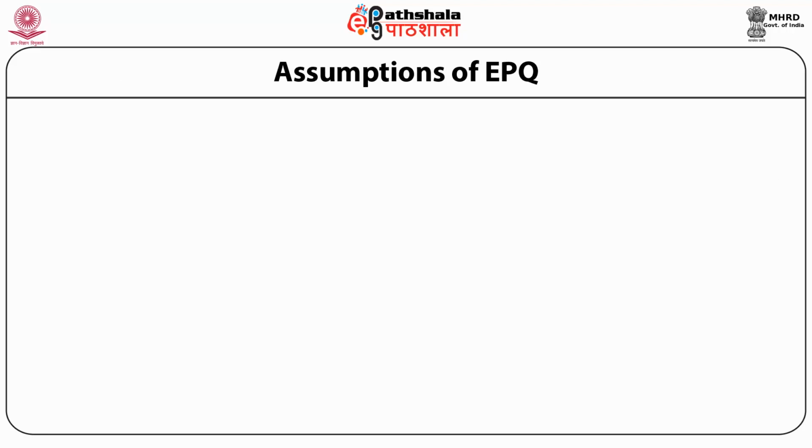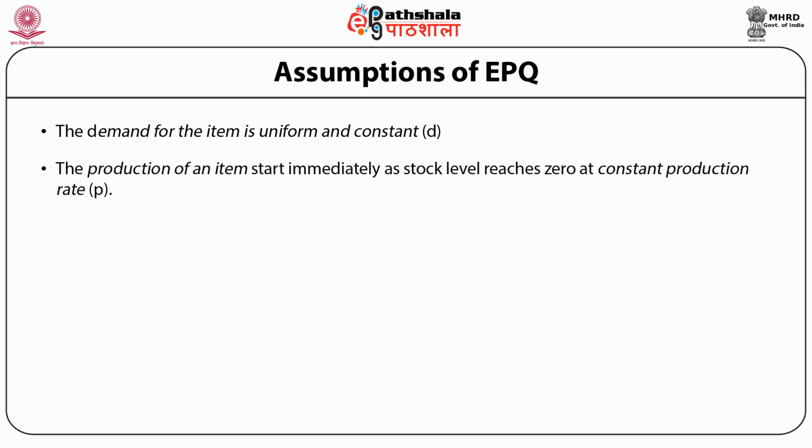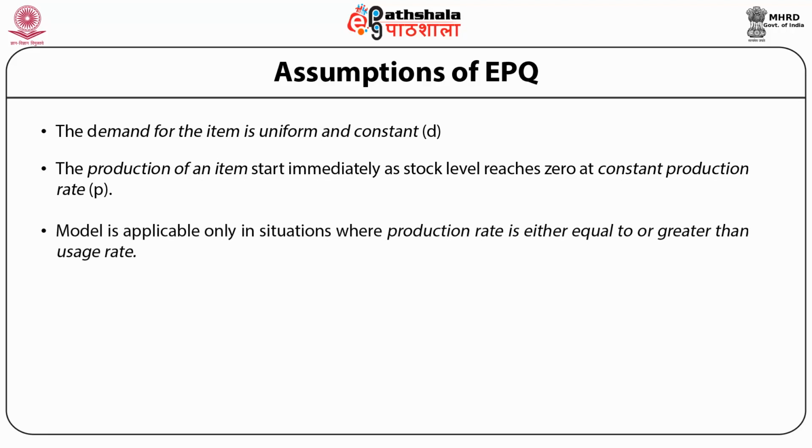Assumptions of EPQ. Number 1. The demand for the item is uniform and constant. Number 2. The production of an item starts immediately as stock level reaches zero at a constant production rate, that is P. The model is applicable only in situations where production rate is either equal to or greater than usage rate. Uniform production rate P is greater than uniform demand rate D.